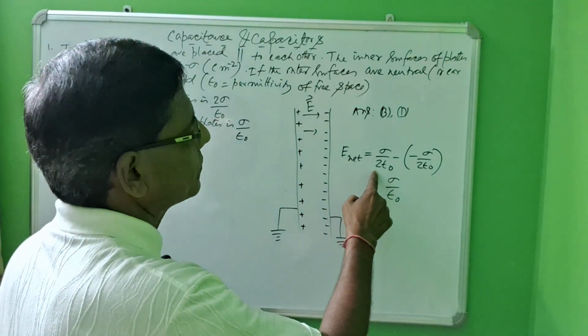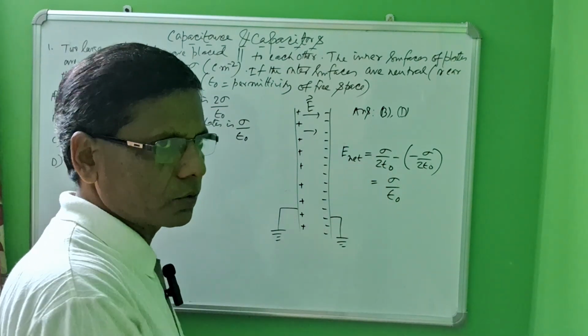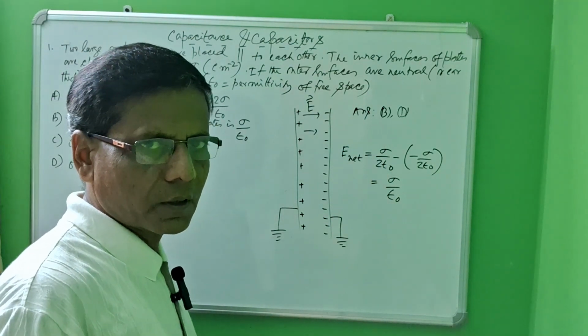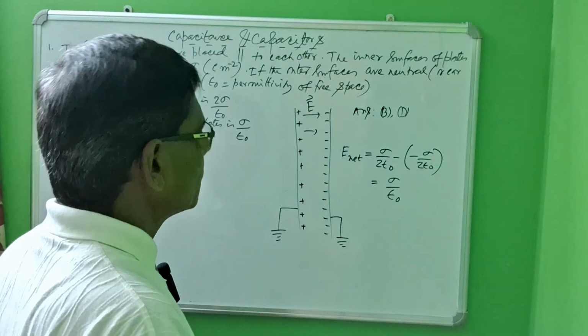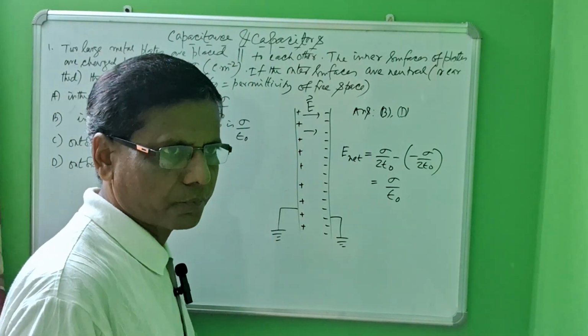Here it is right: sigma upon twice epsilon zero. Why? It comes from Gauss's theorem.